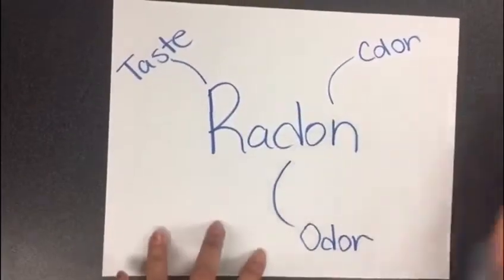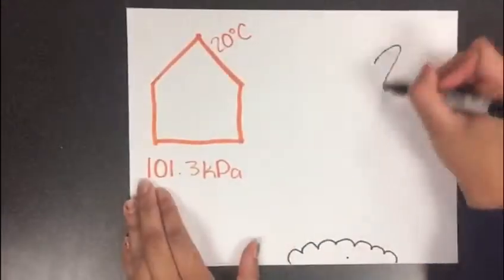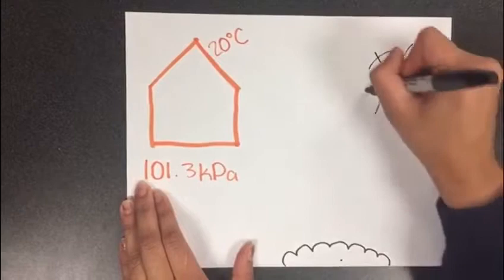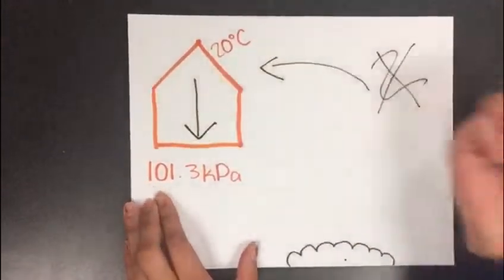Physical properties of radon is that it is colorless, odorless, and tasteless. Only colorless at room temperature of 20 degrees Celsius and standard pressure of 101.3 kilopascals.